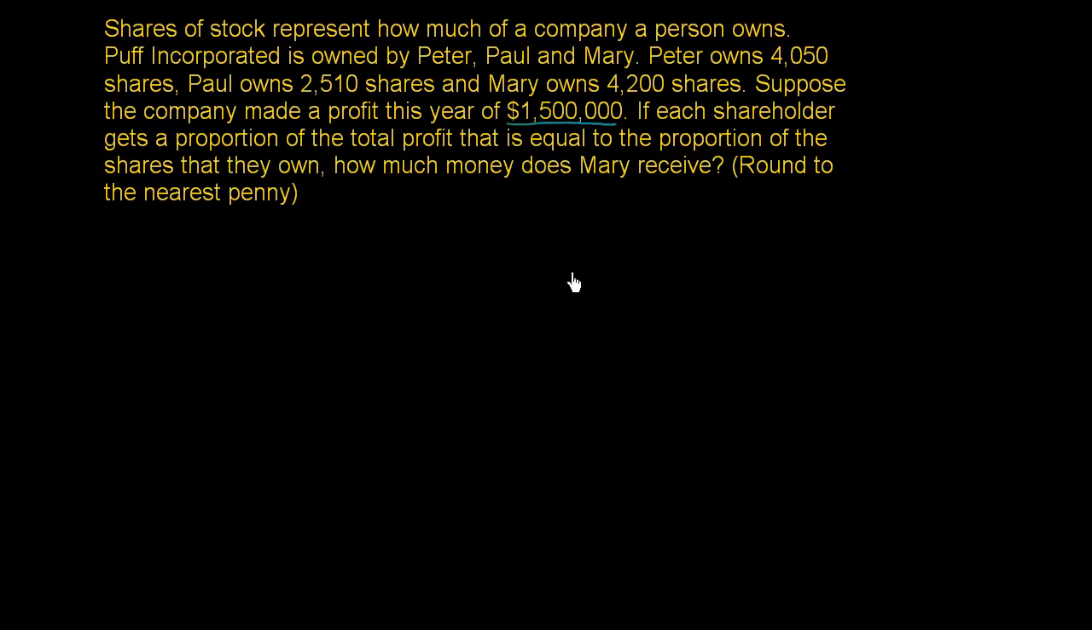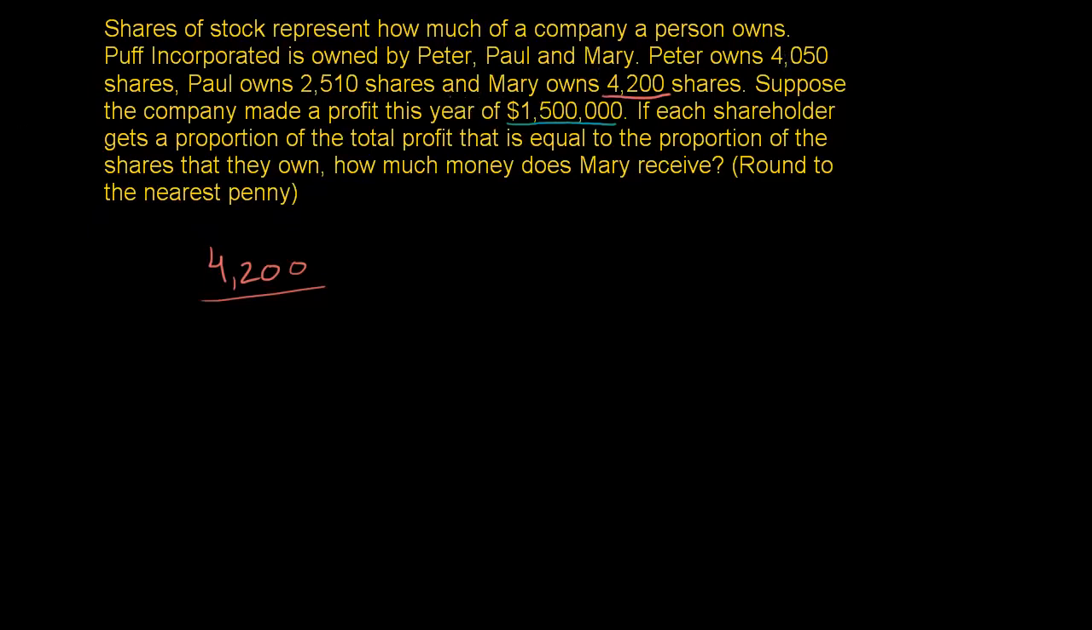So first, let's think about what fraction or what percentage or what proportion of the total profit Mary should receive. Mary owns 4,200 shares. And how many total shares are there in the company? Well, the only owners of this company are Peter, Paul, and Mary. So the total number of shares is the sum of Peter, Paul, and Mary's shares.